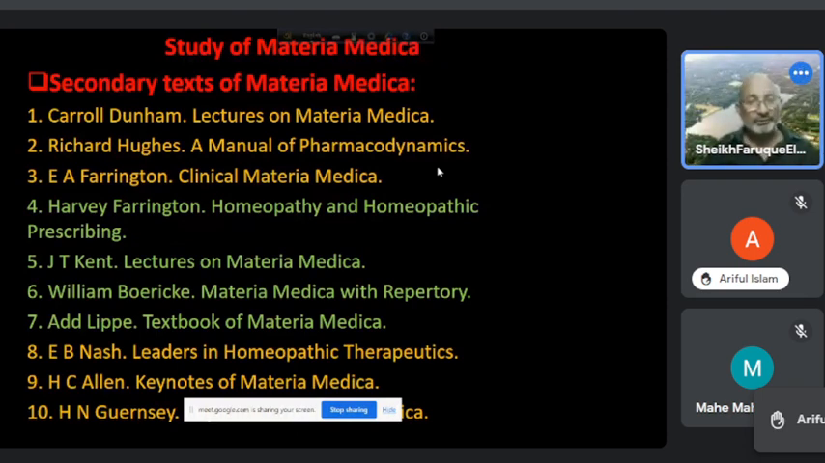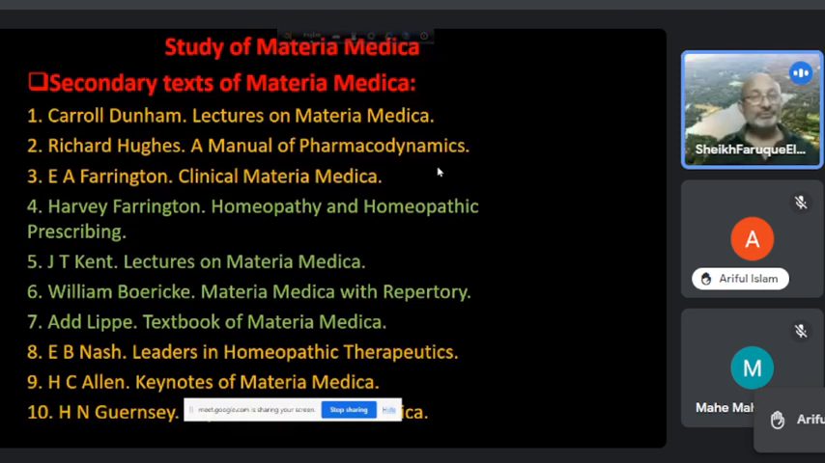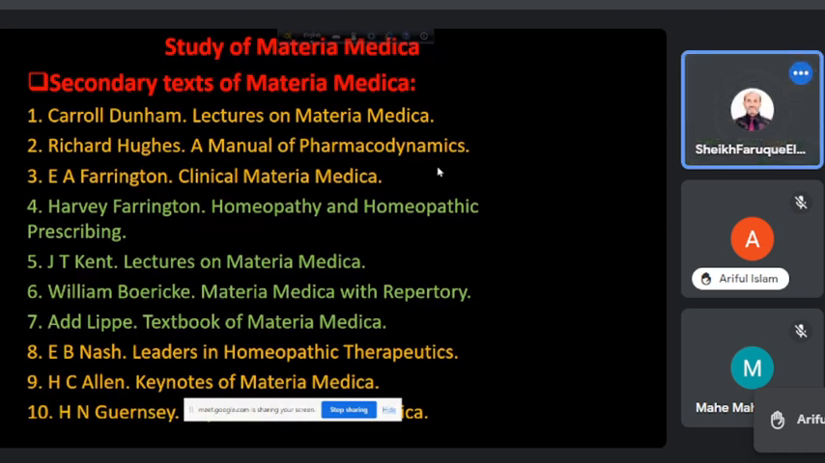And Dr. Constantine Hering praised him too much. He said, when I shall die, Farrington is the one who will lead the world of Materia Medica and he will complete my Guiding Symptoms. You see, Hering died in 1880, and Farrington died only a few years afterward, in 1884, I believe, at a very young age, the age of 39 years only.